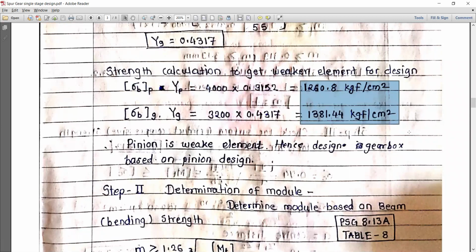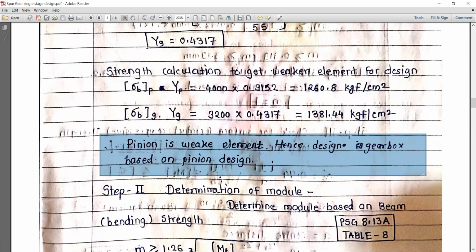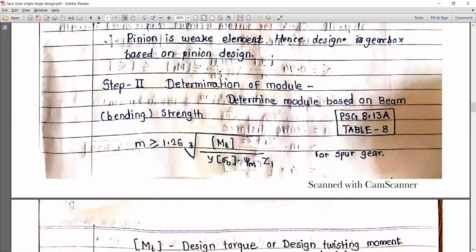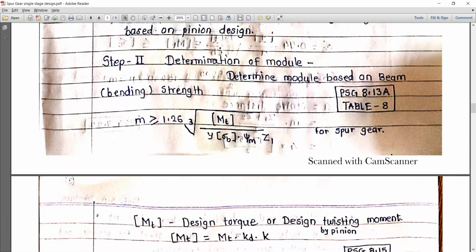This means that the whole design has to be done based on what? Based on the pinion design. Okay, so I have noted over here, the pinion is a weaker element, hence the design of the gear pair should be done based on the pinion design. Now we need to start the gear design based on the pinion. Okay, what is the first step? The pinion is also like the gear, a spur gear, so first we have to calculate the module. So the second step is to find out the dimension of the module.